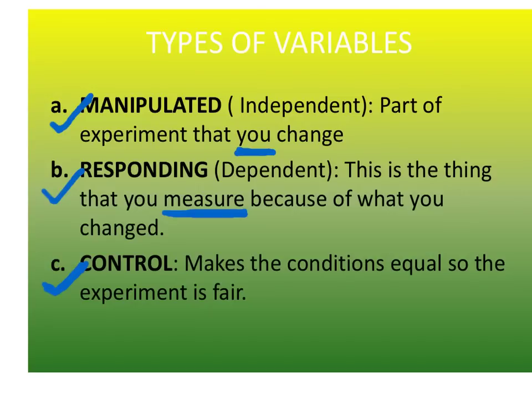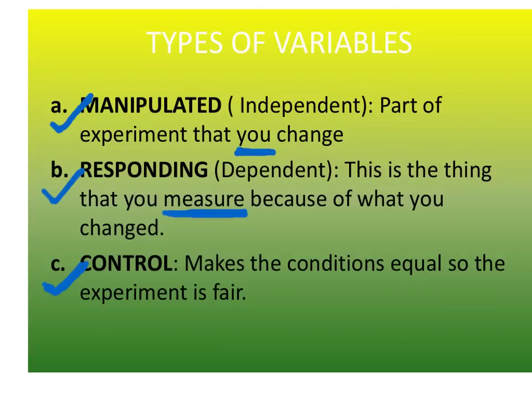I will use the same type of pots. The size of the pots should be the same. The amount of soil should be the same. The amount of water that I will give to both the plants will be the same. The type of water that I choose to give to both the plants should be the same. So everything else stays the same except for your manipulated variable.